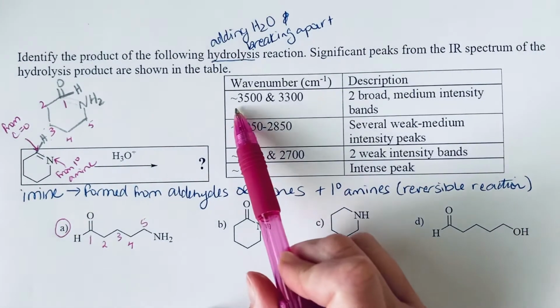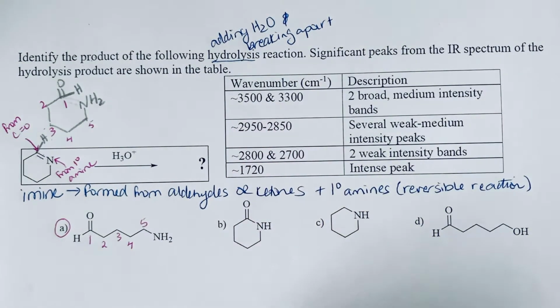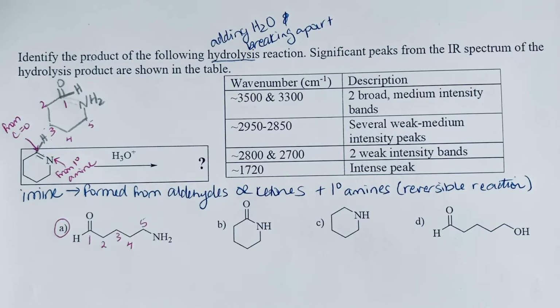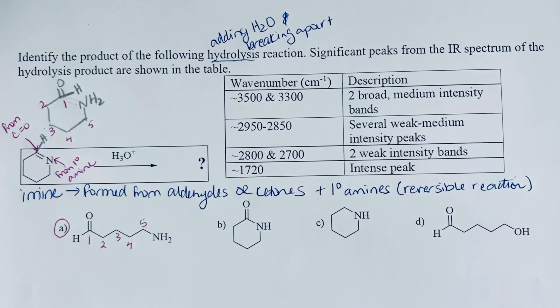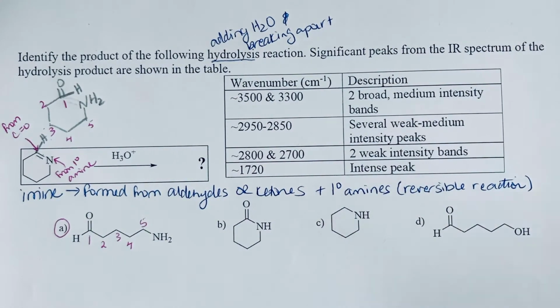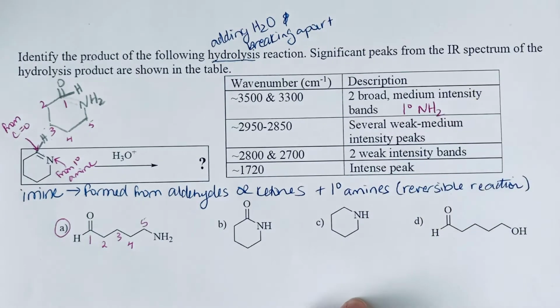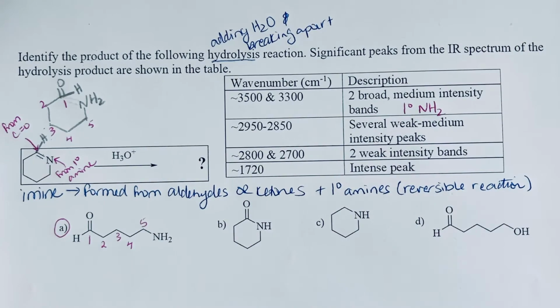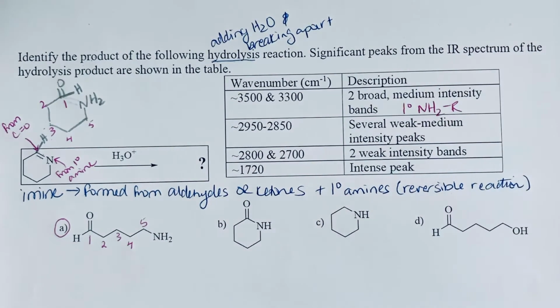So we see in this range of around 3,500 and 3,300, 2 broad medium intensity bands. And so this is the area where we might see something like an OH or an NH. So the fact that we see 2 tells us that you have a primary NH2 group. So that could be a primary amine, or it could be a primary amide, which would also be similar. In our case, it's an amine. So we'll say it's the primary amine.